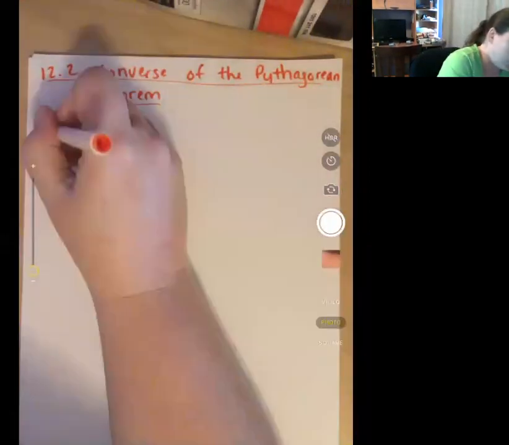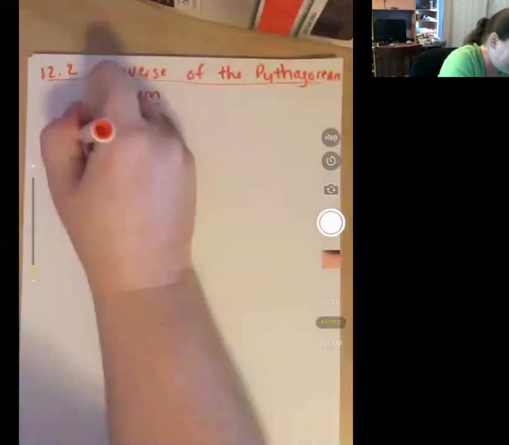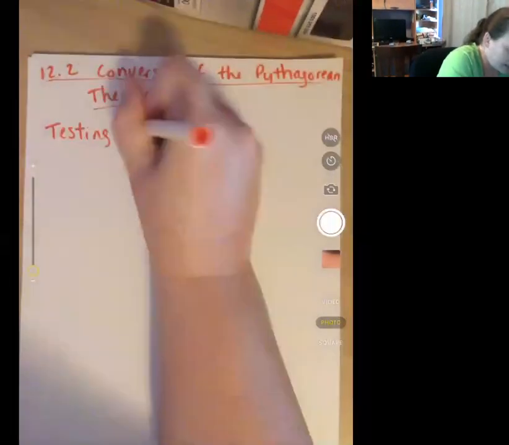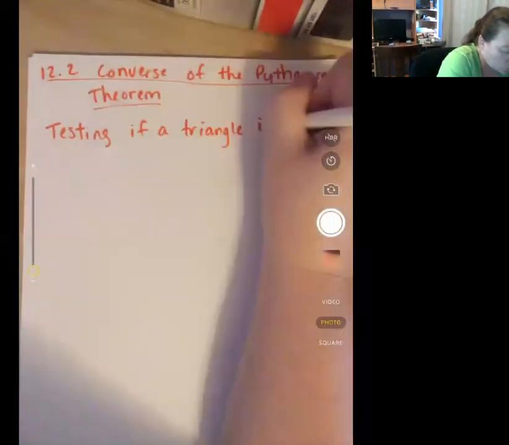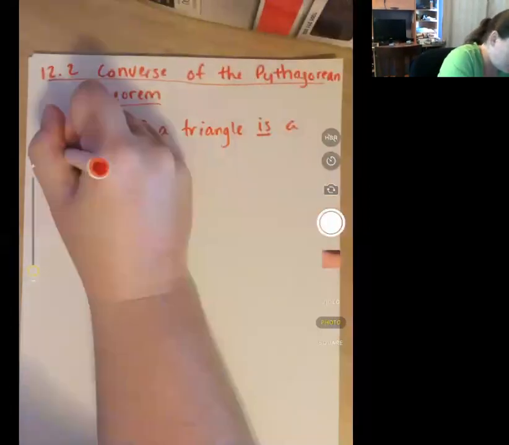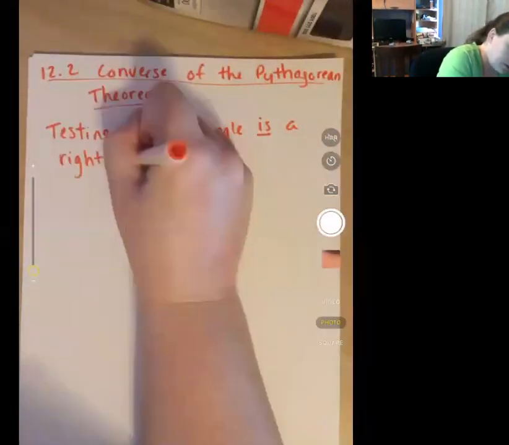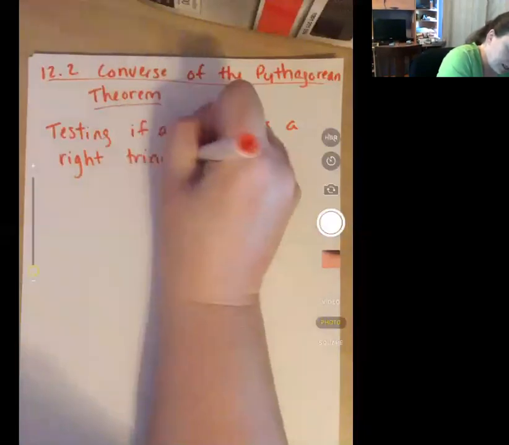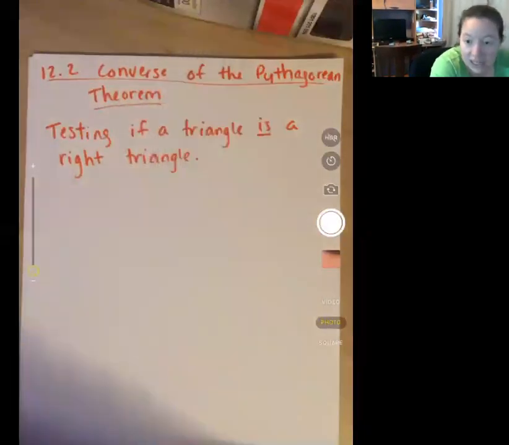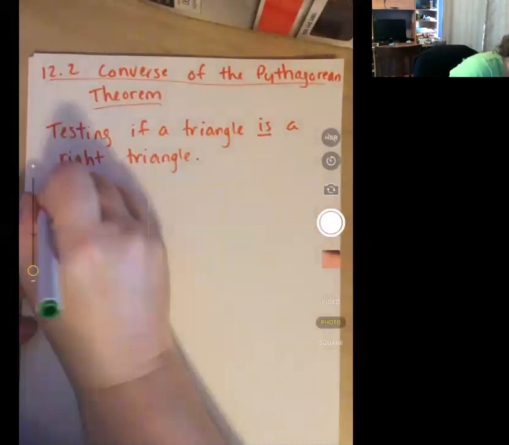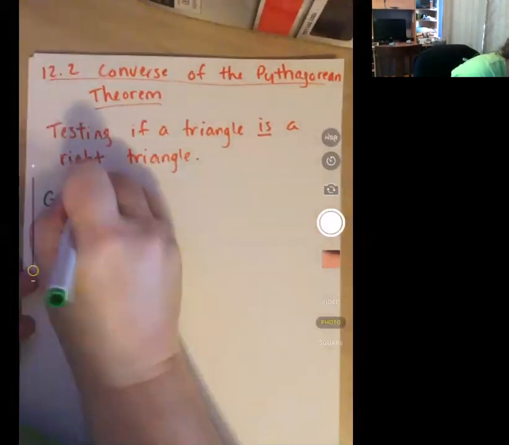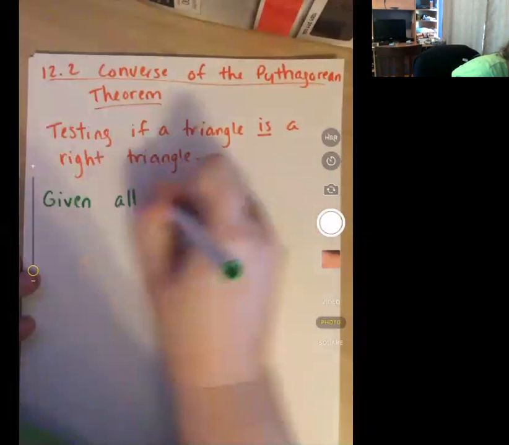So this is really what it's good for: testing if a triangle is a right triangle. That's all this is good for. It gives you three sides. Well, yeah, I guess it gives you all three sides. Sorry. So we are given all three sides.